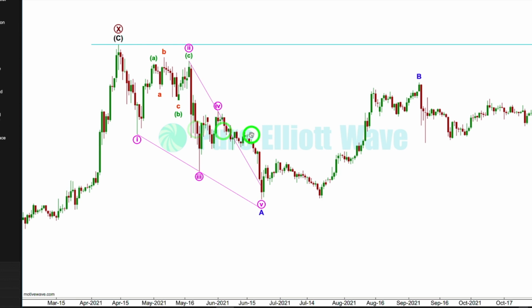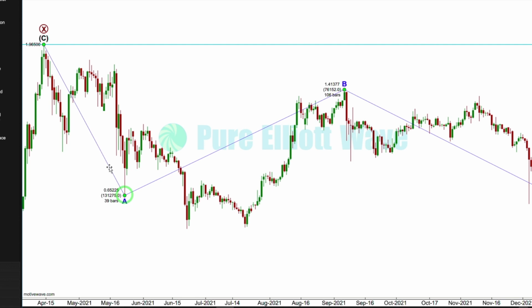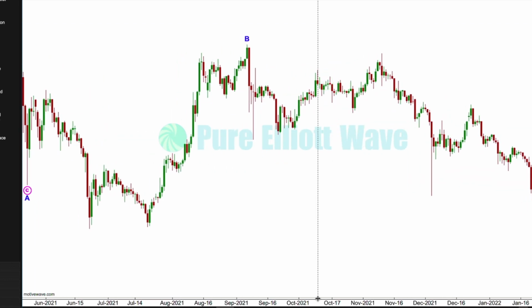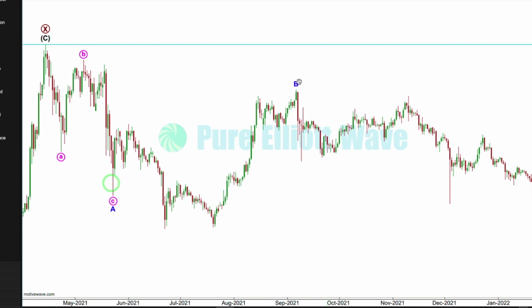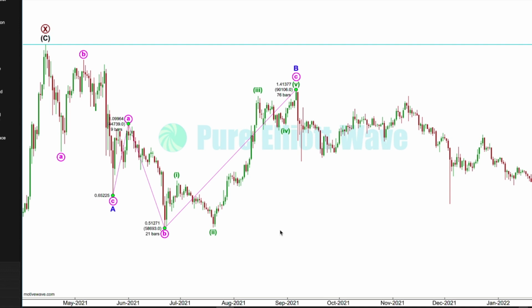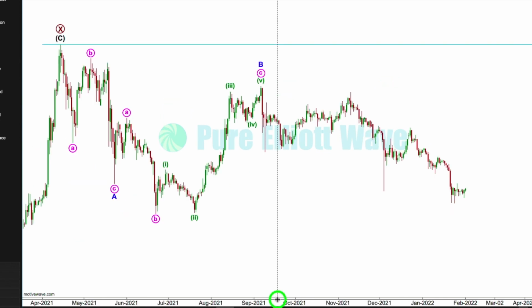This really does look like a triangle. A, B, C, D, E. I think there's a triangle in this position here. Oh, what else could this be? Oh yeah, okay, I've got a solution here. This could be a zigzag, and then minor B, starting here, could be an expanded flat. And now minute C, that looks pretty good as an impulse, doesn't it? I like that, that fits better. Okay, that's better. So, minor wave C.